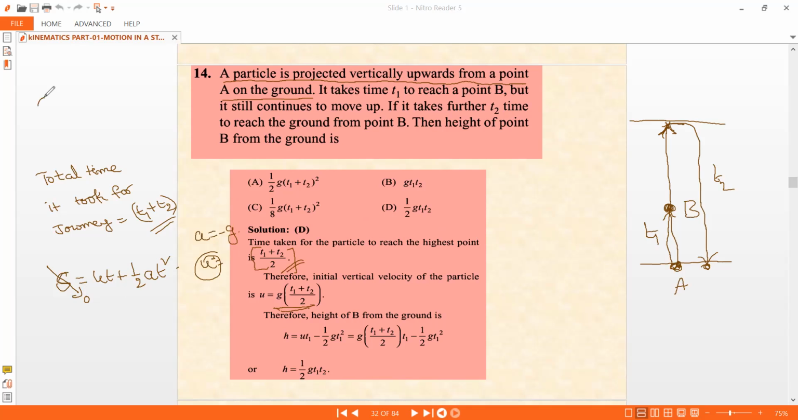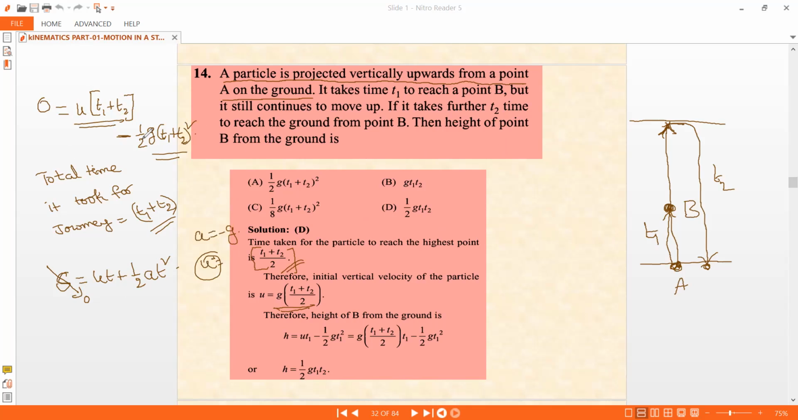So you can write 0 is equal to u times the time it took for the complete journey, that is t1 plus t2, minus half g (t1 plus t2) whole squared. So this is how we can write. This is the total time it took, right? So you can find u even from this.